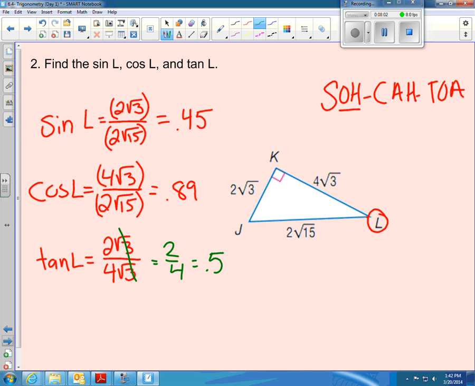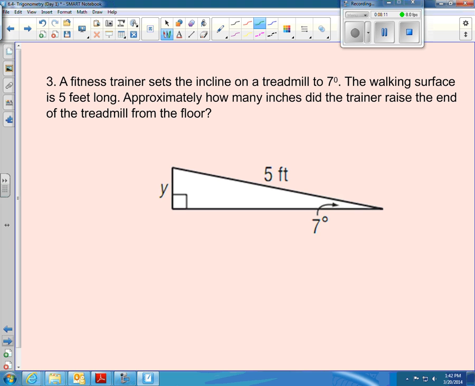Okay, so now we have an understanding just talking about where we can get sine, cosine, and tangent from. Let's actually put it into use. A fitness trainer sets the incline on a treadmill to 7 degrees. The walking surface is 5 feet long. Approximately how many inches did the trainer raise the end of the treadmill from the floor? So we're trying to find y. That's this height of how much it was raised.